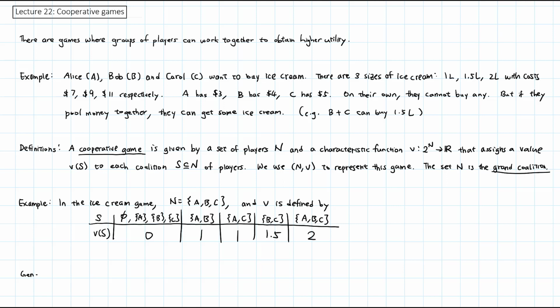A couple of general assumptions that we will make about the characteristic function. We will assume that the empty set has value 0, and for any coalition S, the value is non-negative.